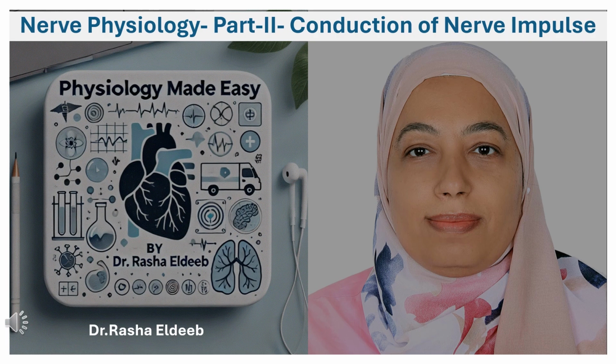That makes sense. Now, speaking of different fiber types, Dr. Eldeeb mentions a classification system, group A, B, and C. Scientists really love their categories, don't they? Organization is key, especially when you're dealing with something as intricate as the nervous system. This system is all about fiber diameter and how fast the signals travel.